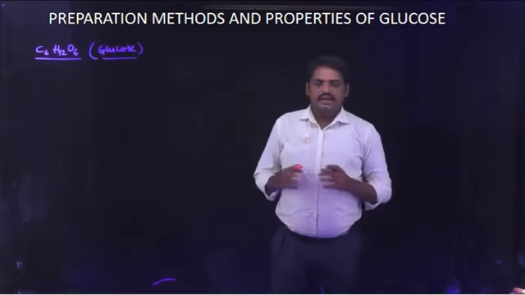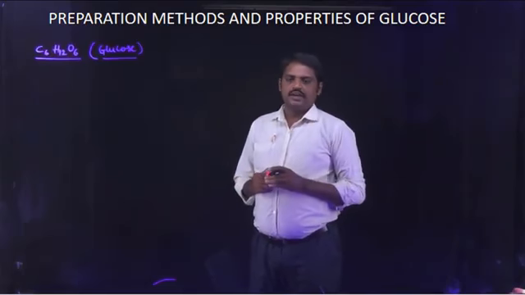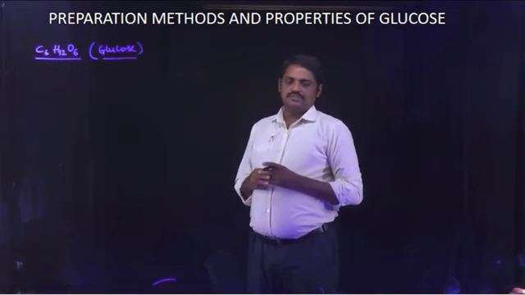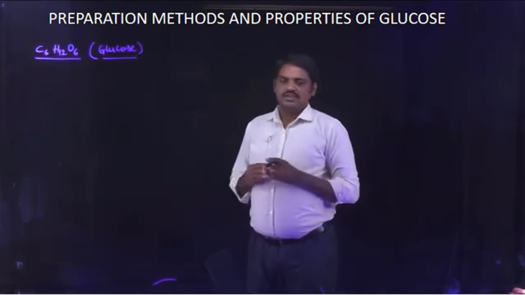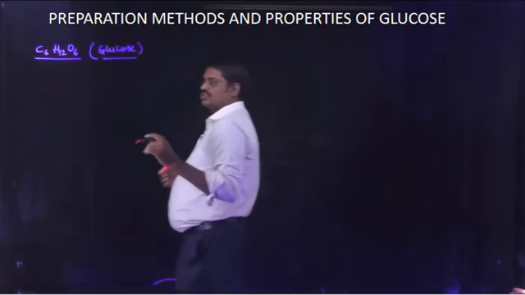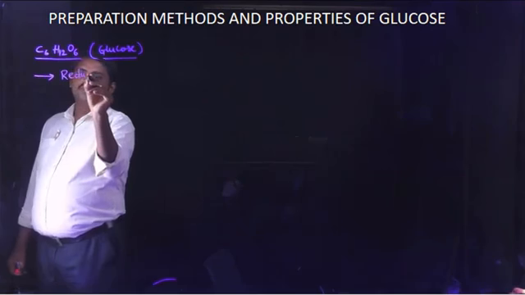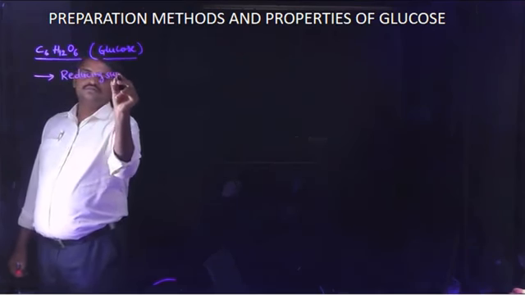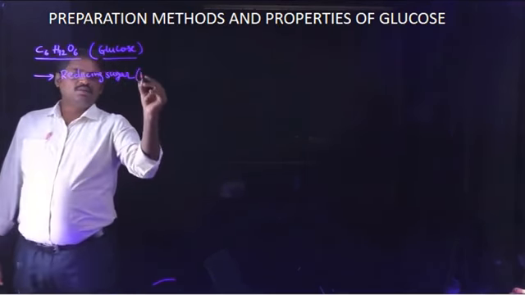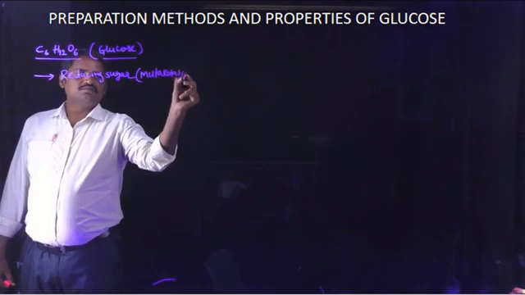This molecule reacts with water but does not decompose into other units. Why? Because this is a monosaccharide unit, and this monosaccharide is a reducing sugar. So glucose is one of the reducing sugars. This molecule exhibits mutarotation.